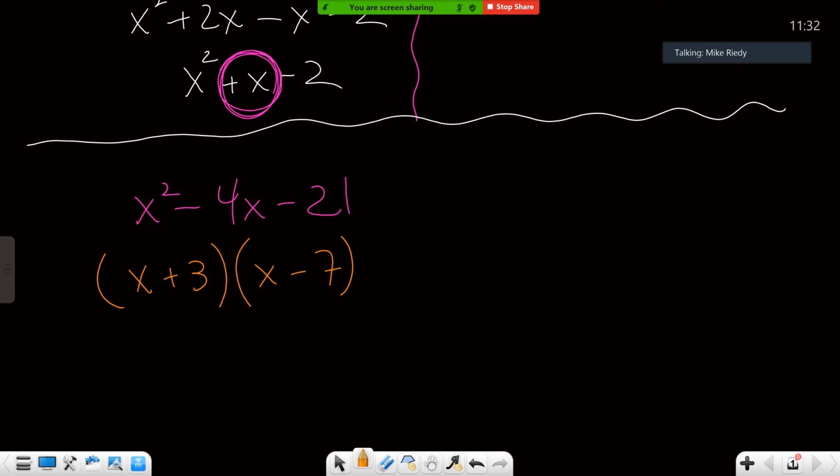Okay. I'm going to check his work. It's not that I don't trust him. I'm just going to check his work. 3 times negative 7 is negative 21. I got that. X times x is x squared. That's the easy stuff. I didn't even need to look at that. I did anyways. Now I'm going to check the OI term. 3 times x is 3x. 3x plus negative 7x is negative 4x. We're good to go. Thank you, Danny. Nice job.